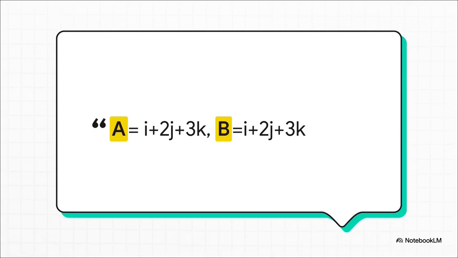So here it is. This is our source, the clue at the heart of our whole puzzle. We've got two vectors, A and B. But notice anything? They're exactly the same, which means our puzzle is really about a much simpler question. What happens when you multiply something by itself?